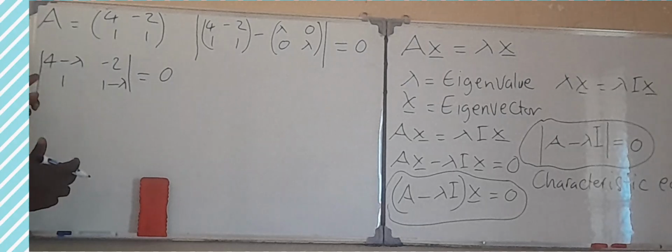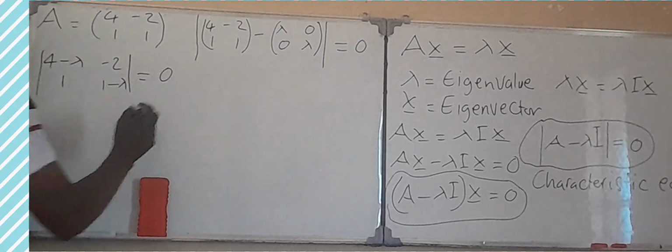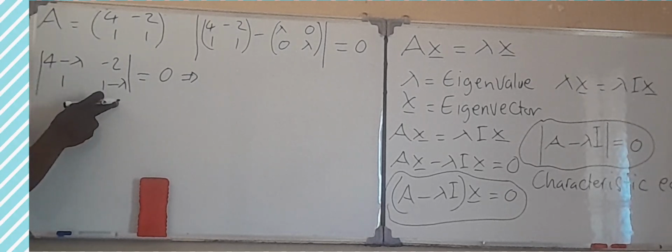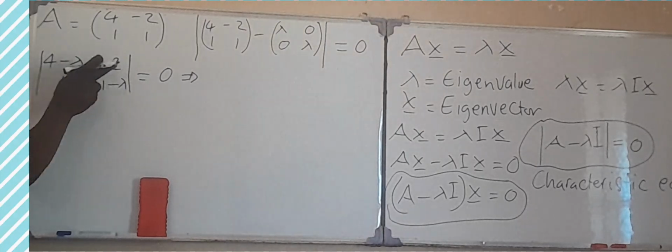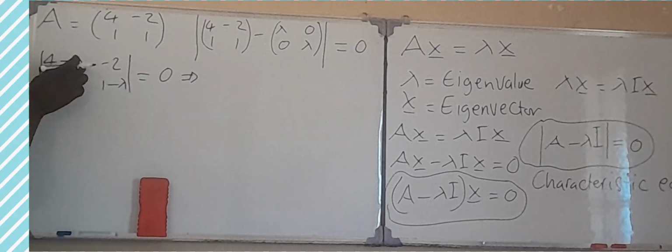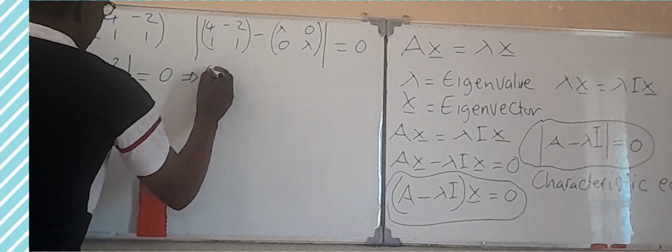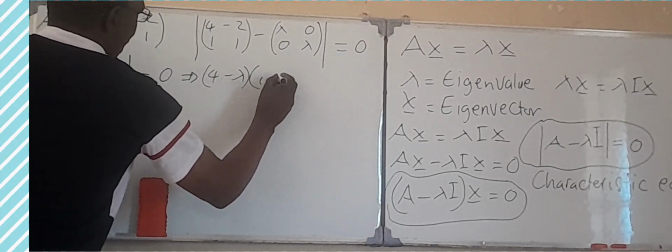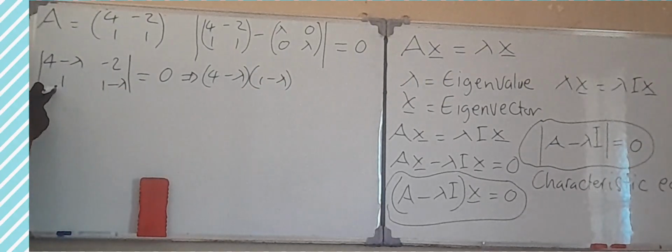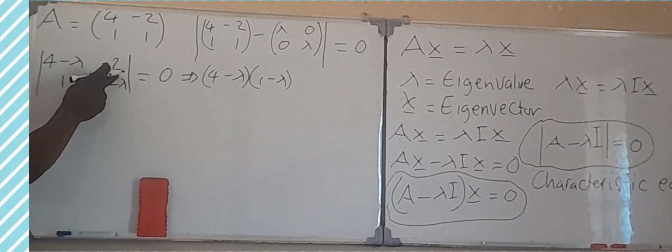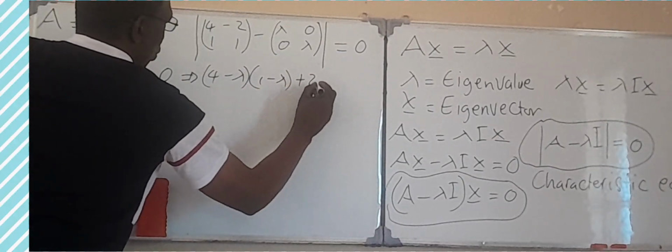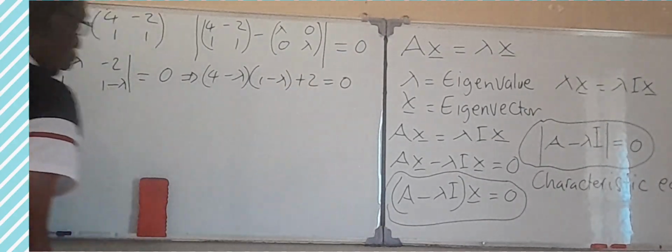Now, let's expand the determinant. Remember, when you expand your determinant, it's the product of the elements in the main diagonal minus the product of the elements in the other diagonal. So it's this multiplied by that, which is (4 minus lambda)(1 minus lambda), then 1 times minus 2 is minus 2. Minus minus 2, it becomes a plus, so it becomes plus 2. And this is equal to 0.